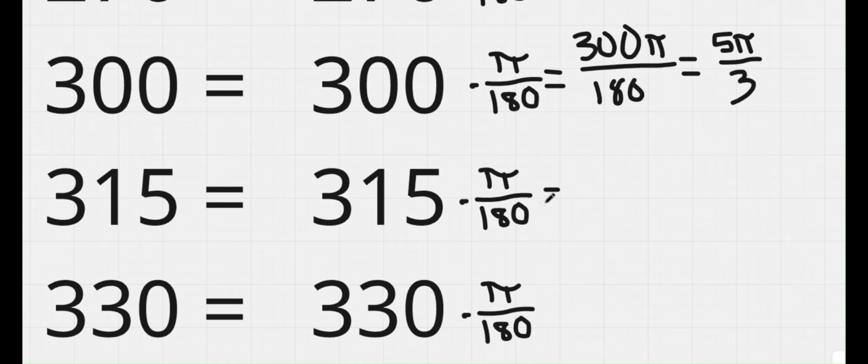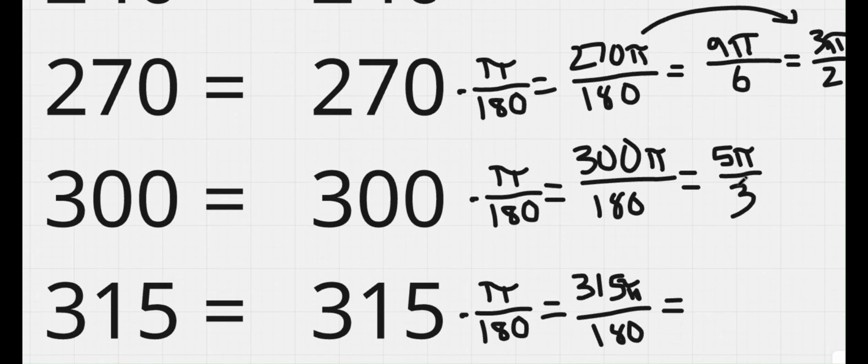Our next degree of measure is 315. As a radian, it will be 315 pi over 180 degrees. Which has a greatest common factor of 45. So 45, 90, 135, 180, 225, 270, 315.